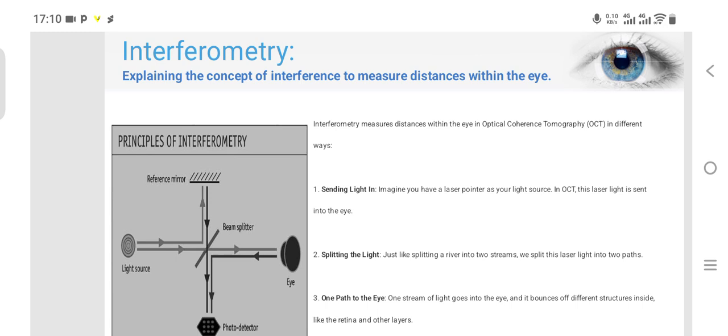Explaining the concept of interference to measure distances within the light, you can see the principle of interferometry. You can look at it: sending in light, splitting the light, one part going to the eye. It's very explanatory for people who want to know more about this.